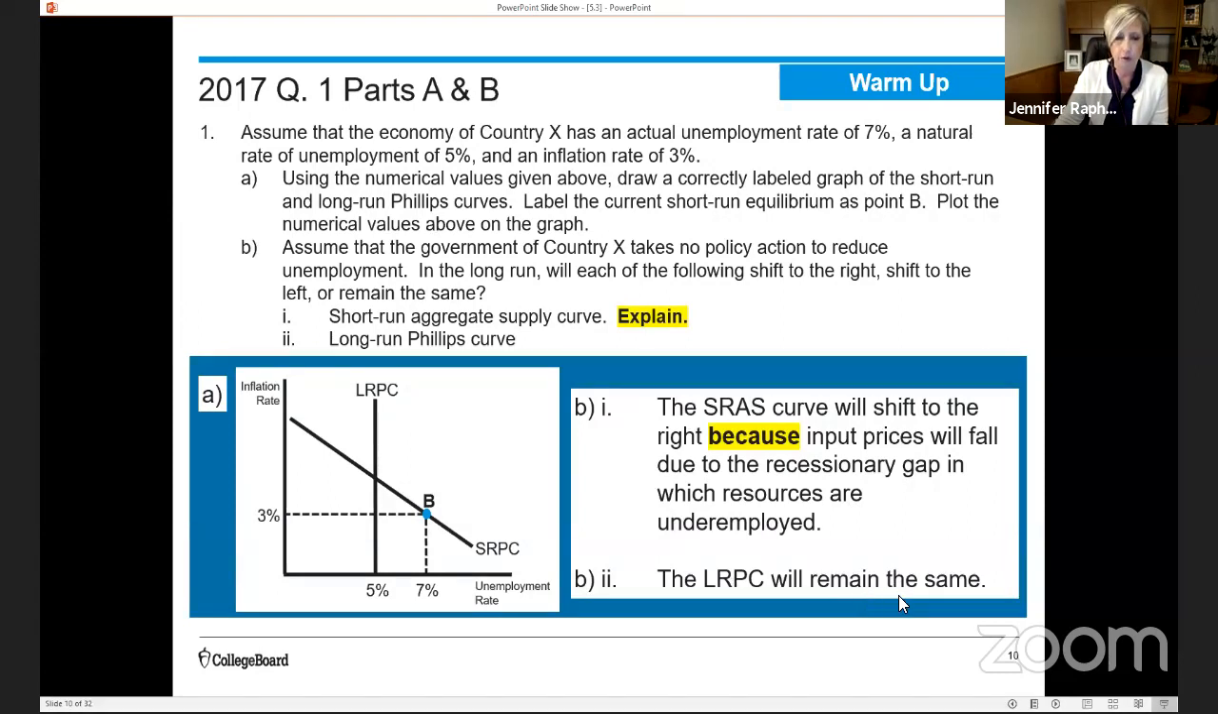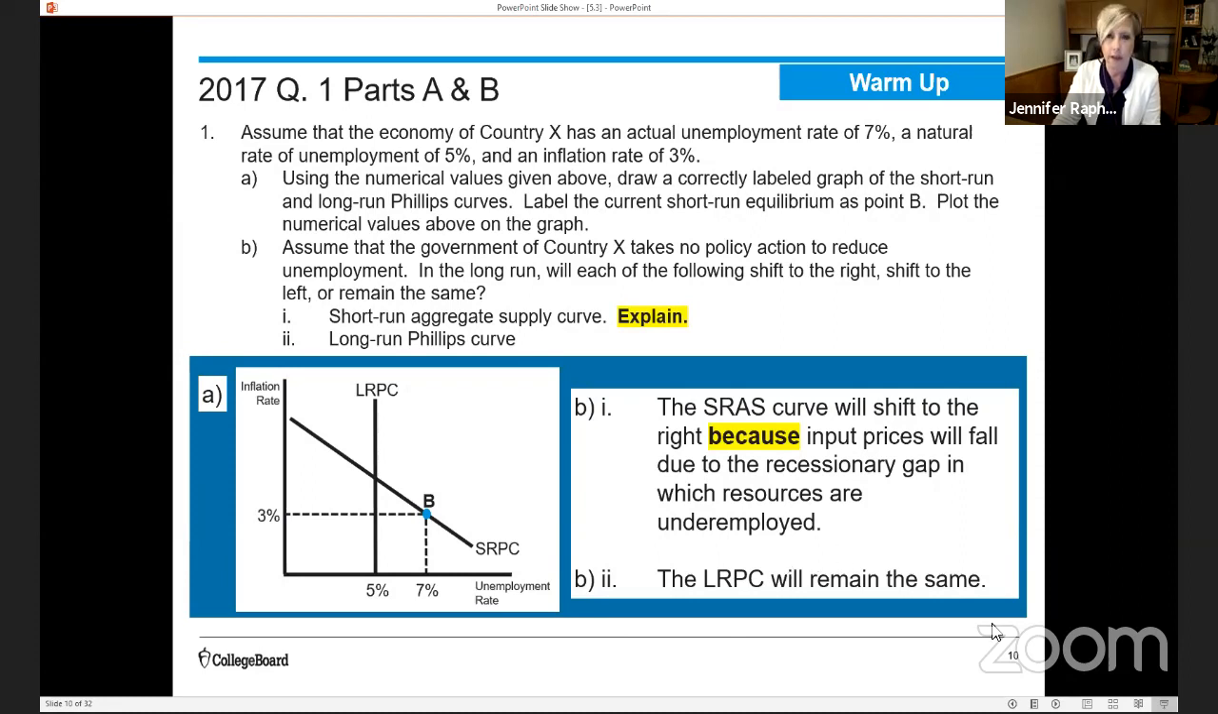And the long run Phillips curve will remain the same. Okay, which is a really nice lead in to a little bit more review that we want to do to get to our topic. It's one of the great things about Unit 5 is that it gives us a chance to reinforce a lot of what we've learned in previous units and then extend them. So that's what we're doing now.